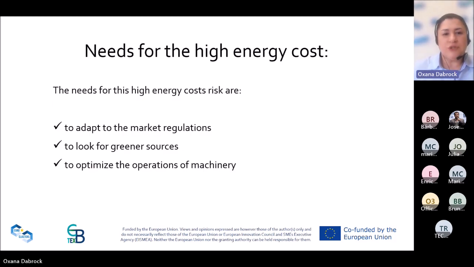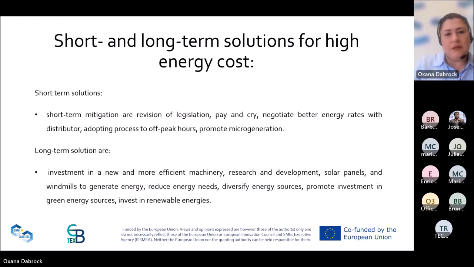The needs for the high energy costs are to adapt to the market regulations, to look for greener sources, and to optimize the operation of machinery. For these needs, the short and long-term solutions are as follows. Short-term solutions cover 1 to 3 years, and long-term solutions go up to 10 years.